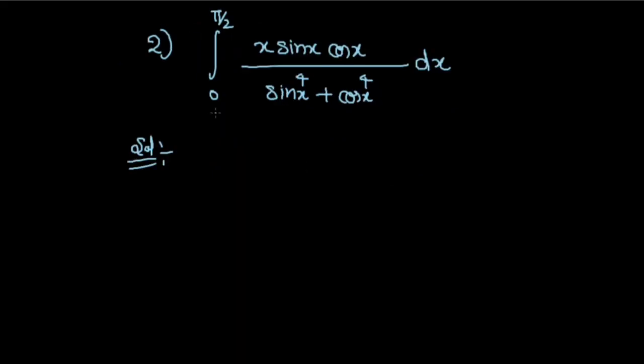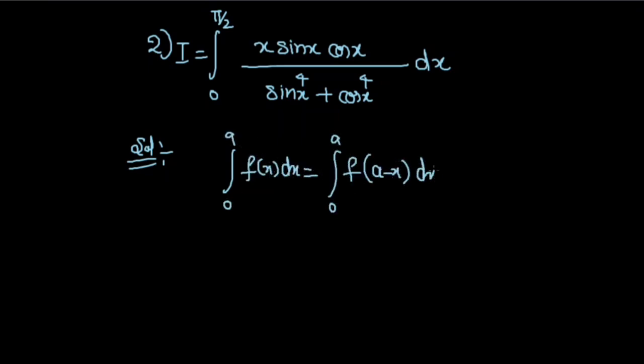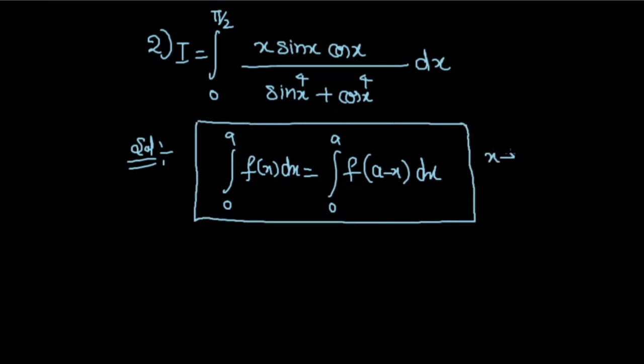Here we have a second question: integration from 0 to pi by 2 of x sin x cos x divided by sin to the power of 4 x plus cos to the power of 4 x, dx. Let us consider the question as I. Now apply the property: integration from 0 to a of f of x dx is equal to integration from 0 to a of f of a minus x dx. This is the property. So in this property x is changing to a minus x.